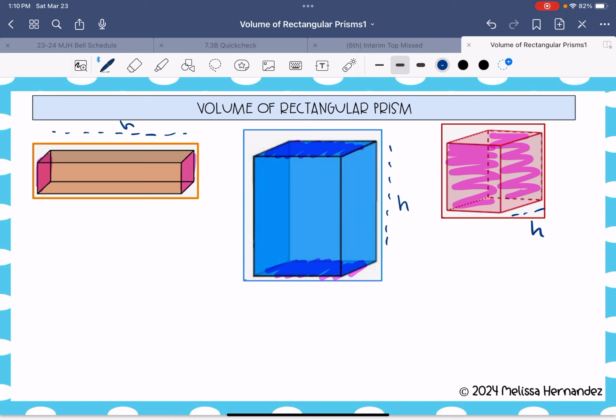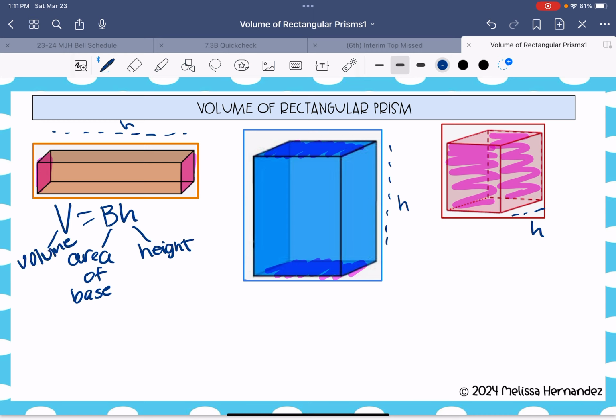The formula for volume of a rectangular prism is V equals big B times H. Big B means area of the base, so you're actually going to hear me say area of the base. And as I said earlier, the height is the distance between the bases. V is volume, which is just the amount of capacity that a 3D object can hold. Something real life is like a sandbox or a swimming pool or a cereal box.